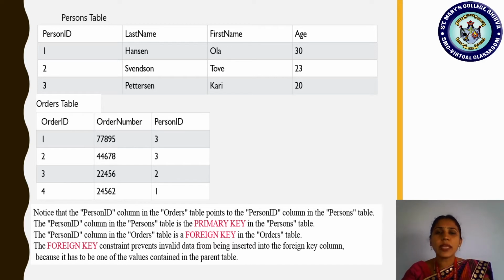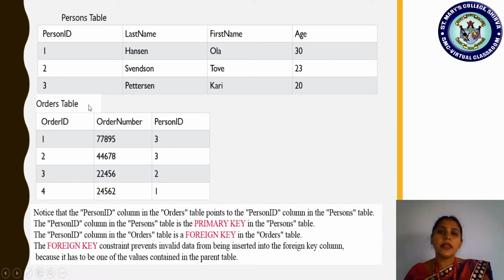So which are the two tables you are observing? One is the persons table and another one is the orders table. So what does the person table have? Person ID, last name, first name and age. So it is a simple example. We have taken person ID, last name, first name and age information.